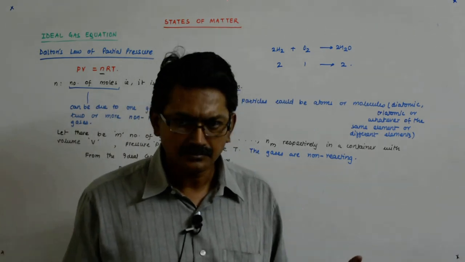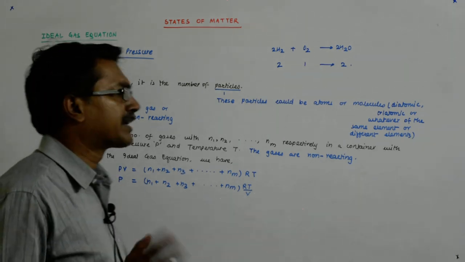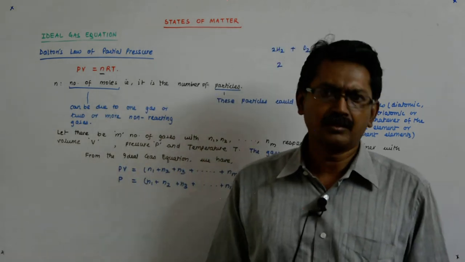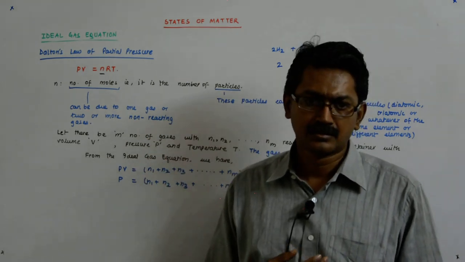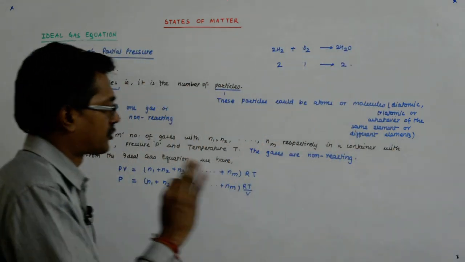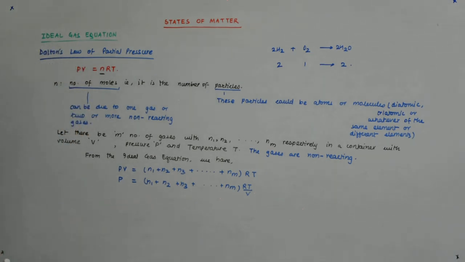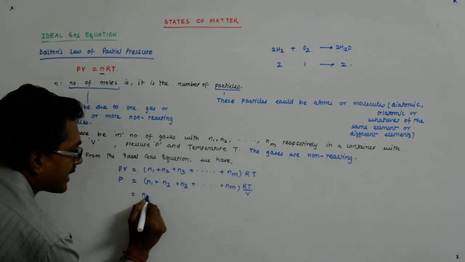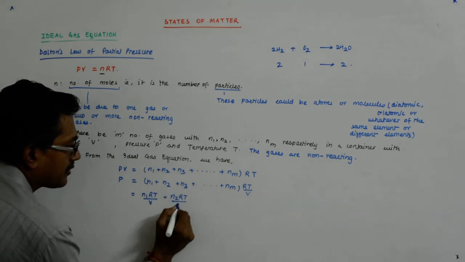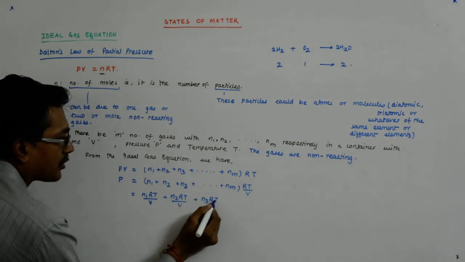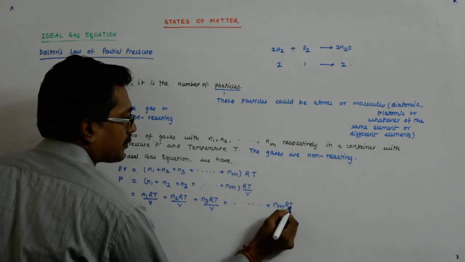Understand? So what happens, now again I am telling you again and again, the more you understand this equation, the more you appreciate it, the stronger a weapon it becomes in your armory. It is a hugely important equation. And this is all algebraic manipulation that we are doing. So what I do, I say it is N1 RT upon V plus N2 RT upon V, plus N3 RT upon V, plus NM RT upon V.